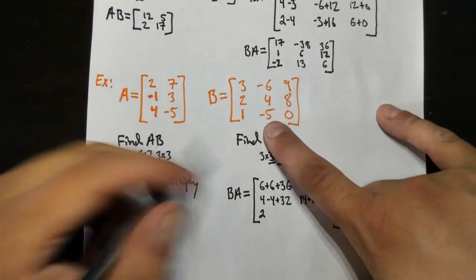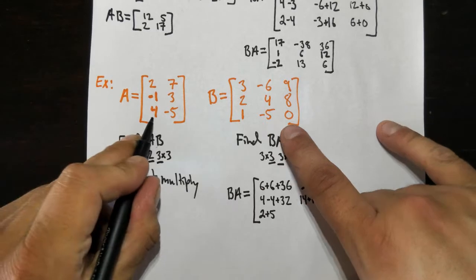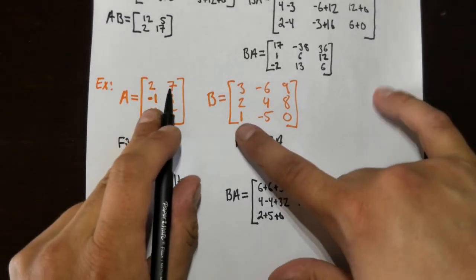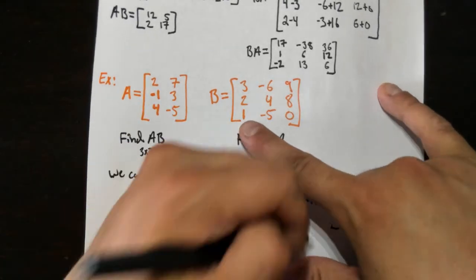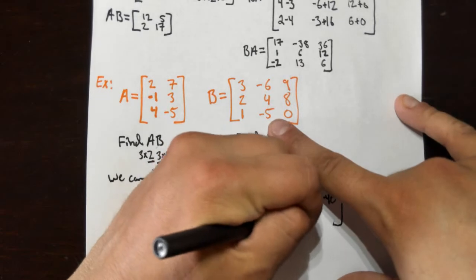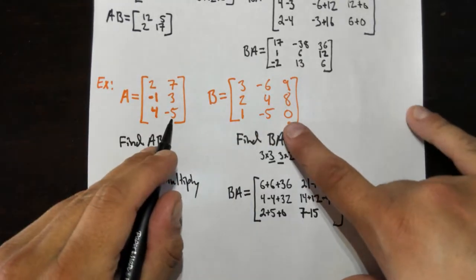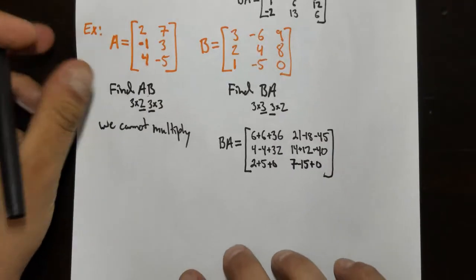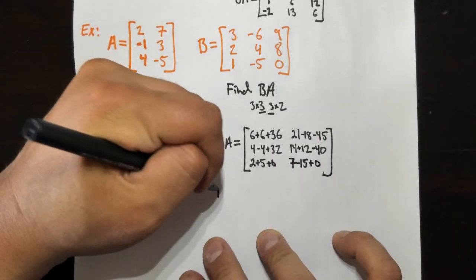Negative 1 times negative 5 is positive 5. And 4 times 0 is 0. And then 7 is the second column, so 7 times 1 is 7. Negative 5 times 3 is negative 15. And negative 5 times 0 is 0. So now we can go ahead and simplify these.